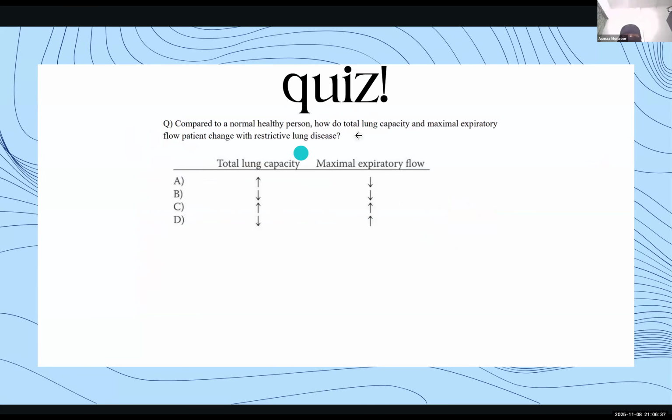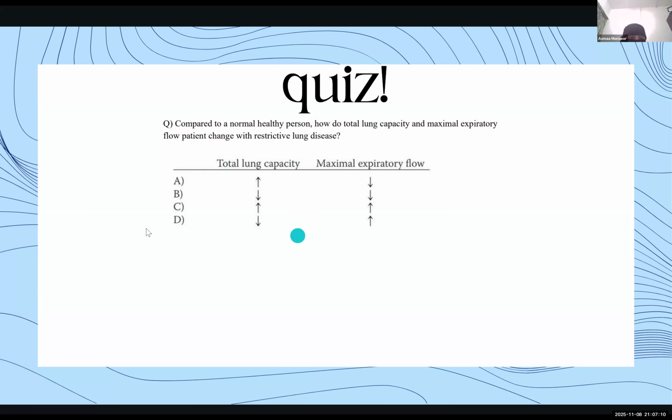Compared to a normal healthy person, how do the total lung capacity and the maximal expiratory flow change in a person who's having restrictive lung diseases? So they said the person has restrictive lung disease, okay? What happens to the total lung capacity? In restrictive lung diseases, they're not able to inhale because the lung is not able to expand. So what would you think would happen to the total lung capacity? Will it increase or decrease?